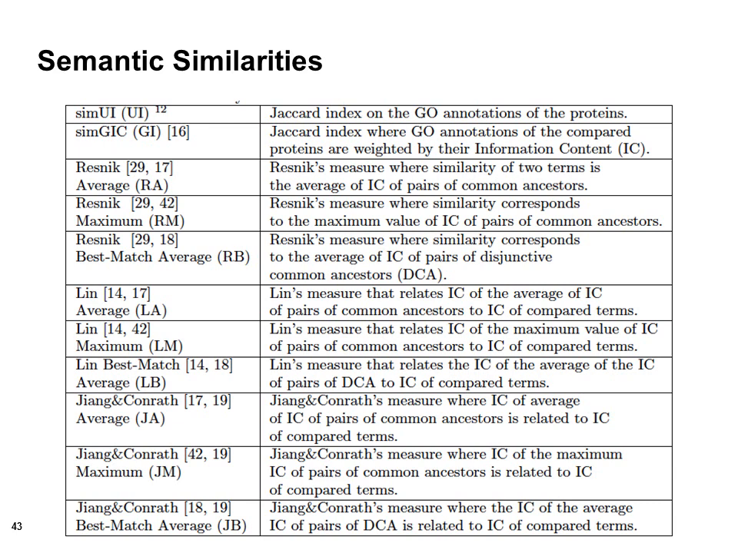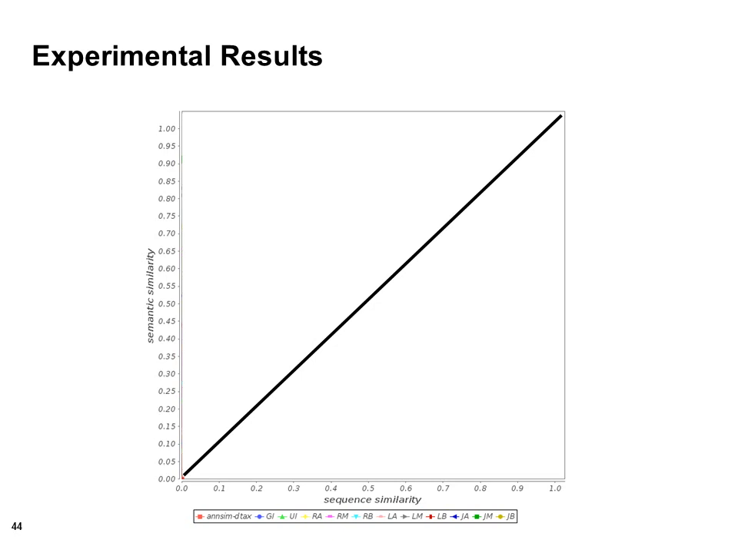Furthermore, we evaluate IC-OnSim with respect to 11 state-of-the-art semantic similarity measures. We compared the values of the sequence similarity, represented in this black solid line, with respect to the 11 semantic similarity measures and IC-OnSim.